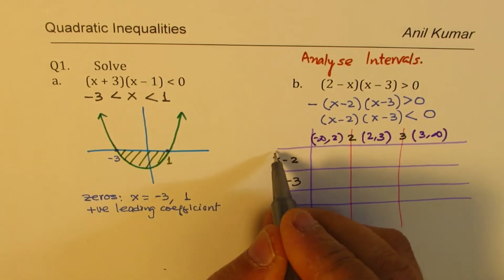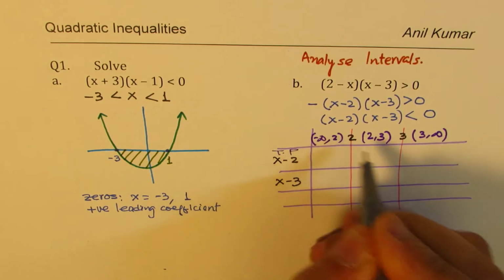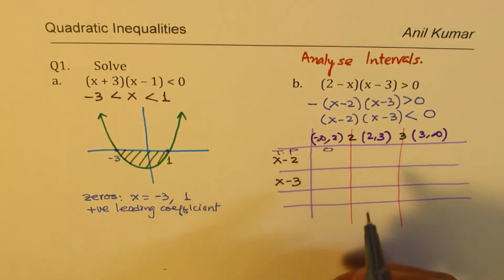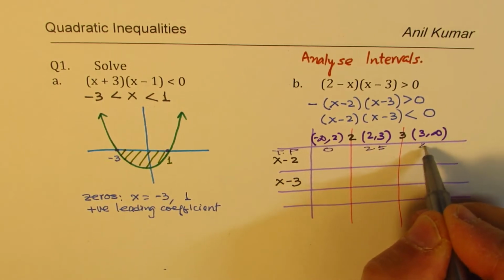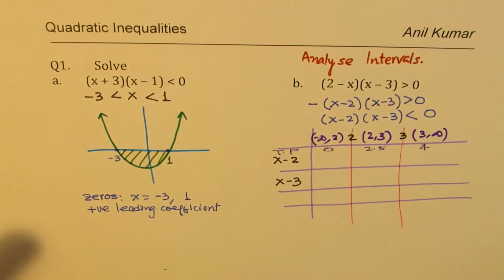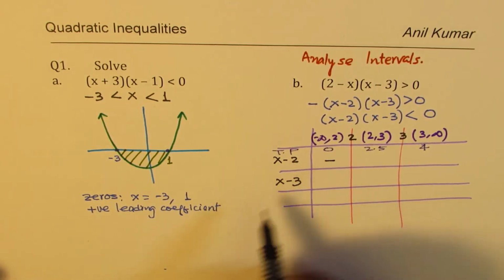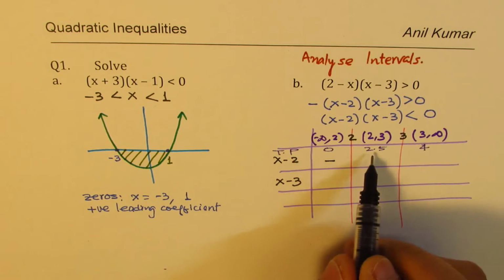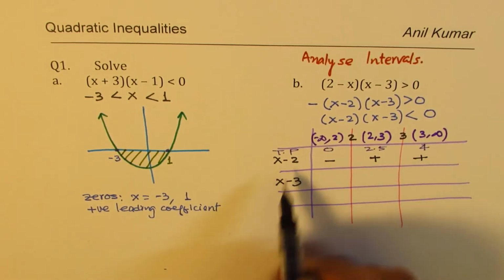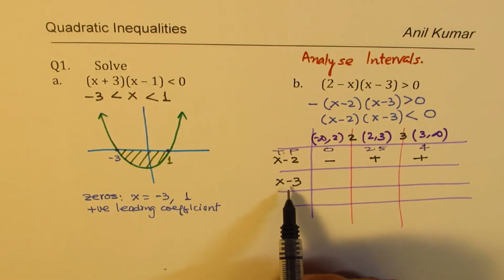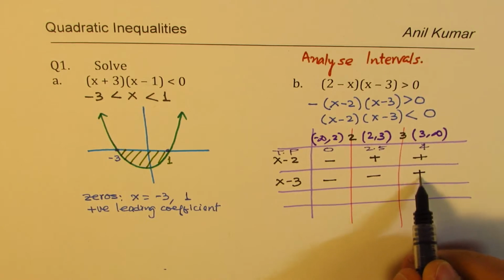we'll take test points, right? So I'll write test point here. We could take, let's say, 0 as a good test point in this interval. We could take 2.5 here, and here we could take 4 as our test point. Now, if x is 0, x minus 2 is going to be negative. If x is 2.5, x minus 2 is going to be positive, and for 4 also it is going to be positive. As far as x minus 3 is concerned, it will be negative for 0 and 2.5 and positive for 4.